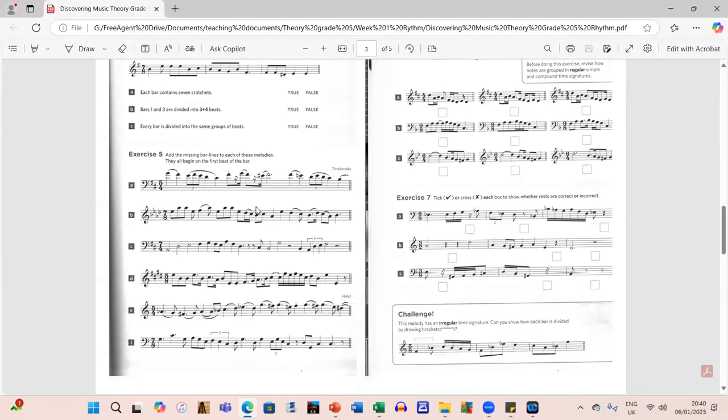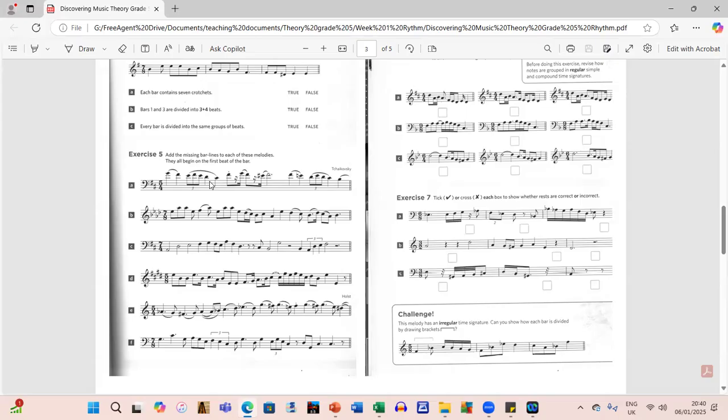Add the missing bar lines. So this is a counting exercise. So we do number A, 5 crotchet beats in a bar. Okay, 5 crotchet beats in a bar. So we should be able to do the counting. So 1, 2. That beat is divided by 3, so that's your 3rd beat. 4, 5, and your bar line will be drawn in there.